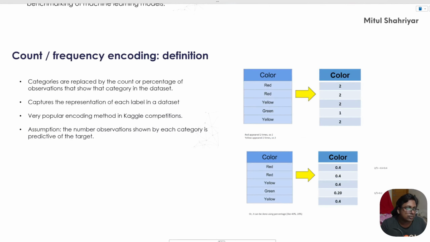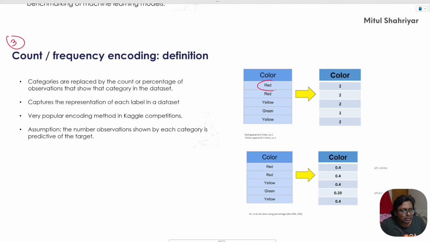Okay, now let's look at the third one, which is count or frequency encoding. Here you can see the rate. Rate is twice, right? So rather than the string, obviously we replace that with numbers, but this time with some sort of frequency. Let's look into that.